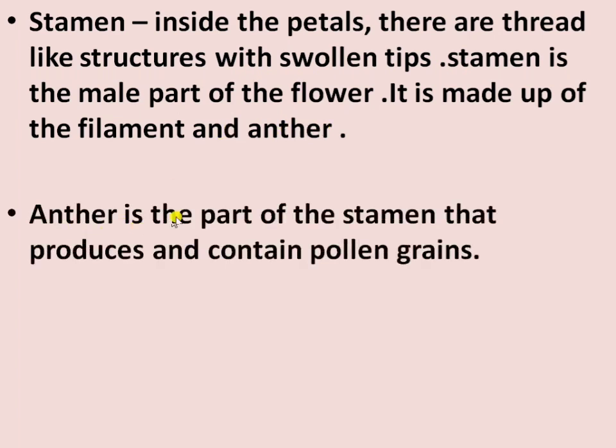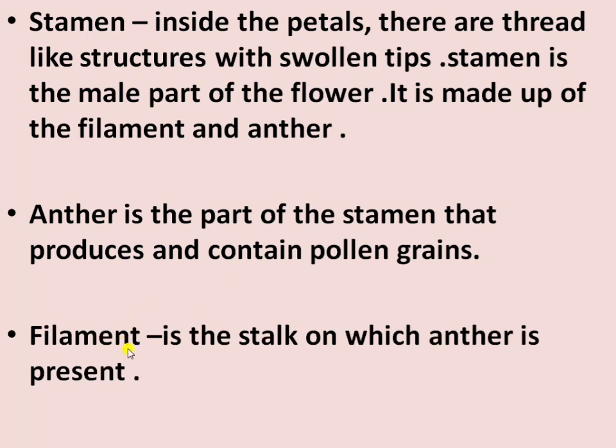Next is anther. Anther is the part of the stamen that produces and contains pollen grains. Pollen grains are powder-like substances that contain the male reproductive part. Next is filament. Filament is just like a stalk on which the anther is present.